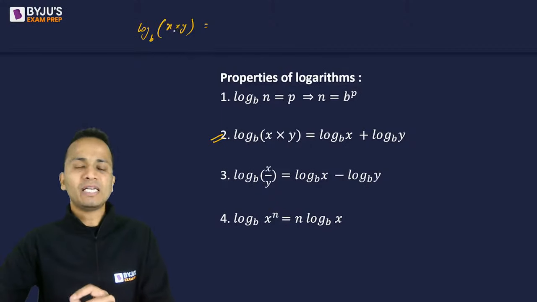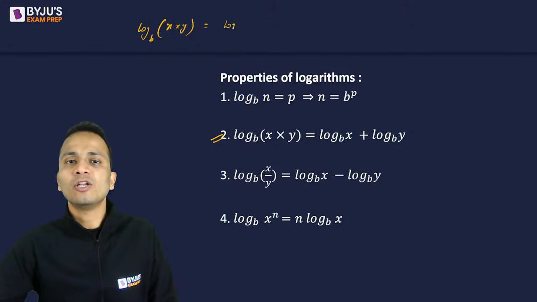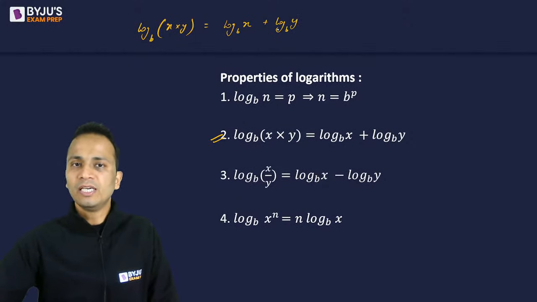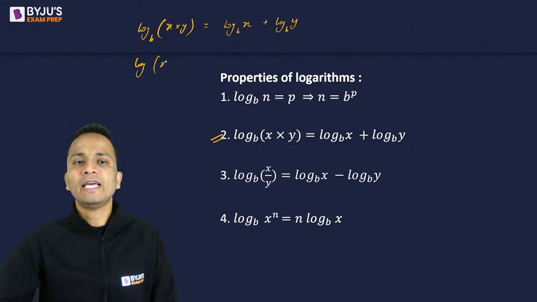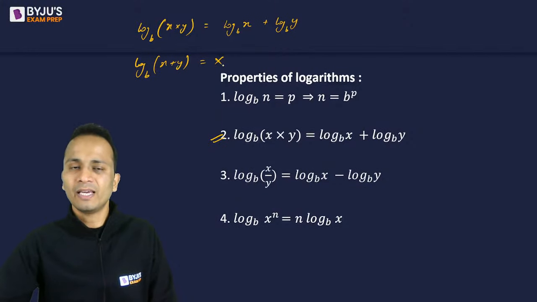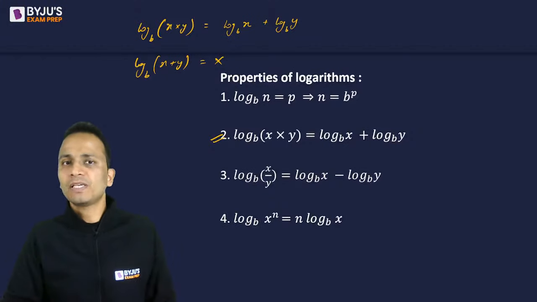So if you have multiplication inside the bracket, so log of x into y to the base b, this will be written as log of x to the base b plus log of y to the base b. Don't confuse it with the property log of x plus y. So log of x plus y to the base b is nothing. As such there is no property related to log of x plus y.